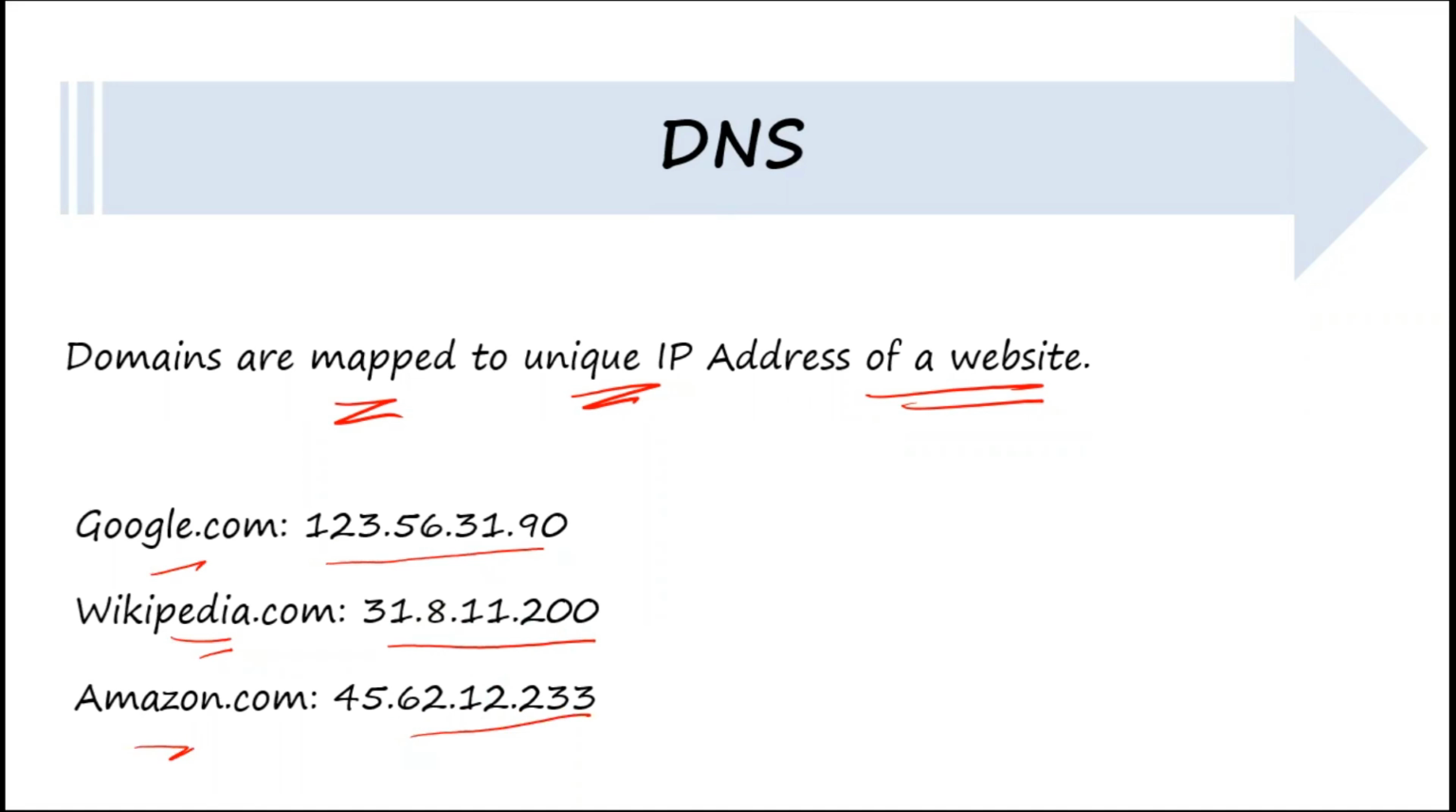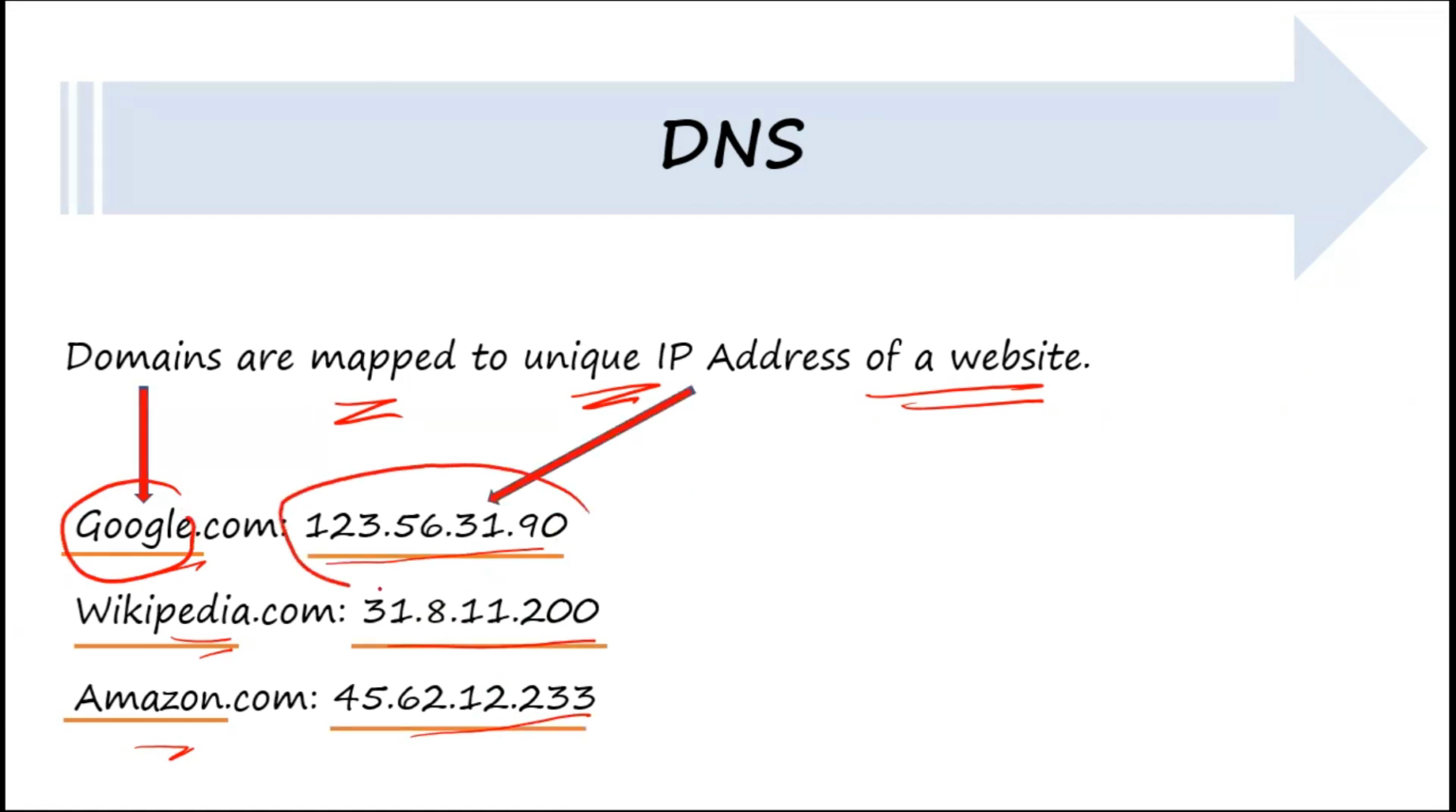It associates an IP address with a website. So every domain, the name of the website, has a unique IP address associated with it. So this IP address is unique. If this is the IP address of Google, then no other website can have this address. This is like the unique home address for the website. Now we understood DNS, we understood IP addresses.